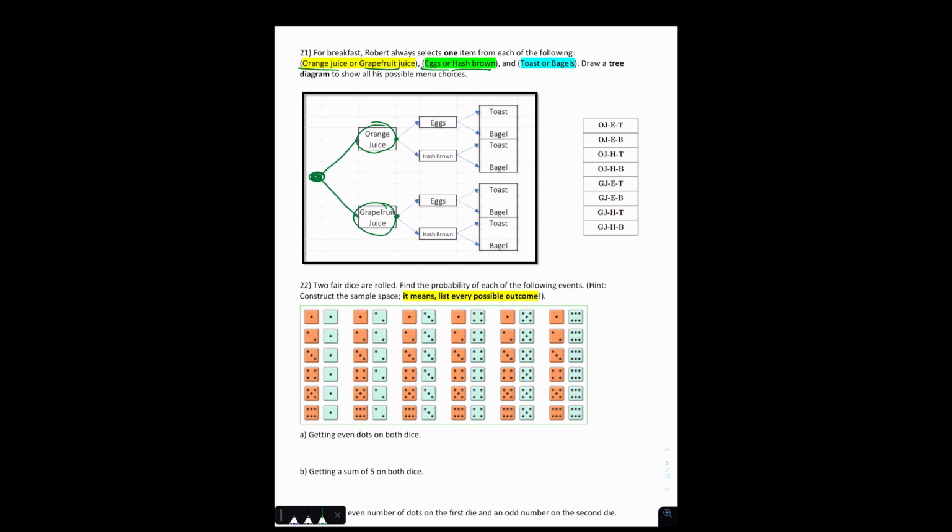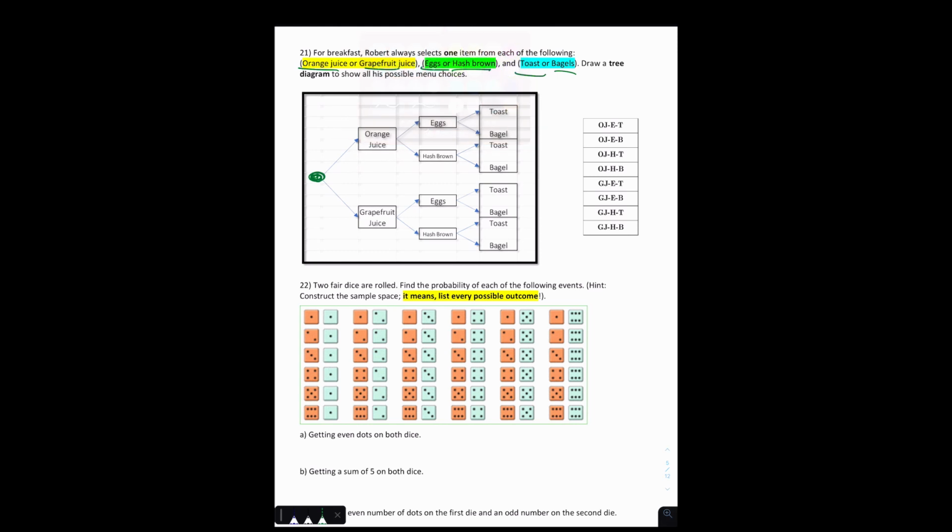So first you get orange juice and grapefruit juice as a choice. Then if you get an orange juice, then you have a choice of getting eggs or hash browns. Same if you get a grapefruit juice, you also get a choice of getting eggs or hash browns. Now if you get an orange juice and you get eggs, then you have a choice of getting a toast or a bagel. So you just list all the possible choices after each one, and there's no more, so you stop there. And now if you want to know what the possible menu items are, you just follow these branches.